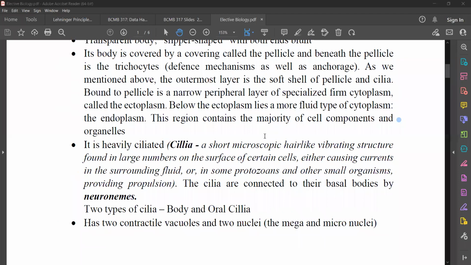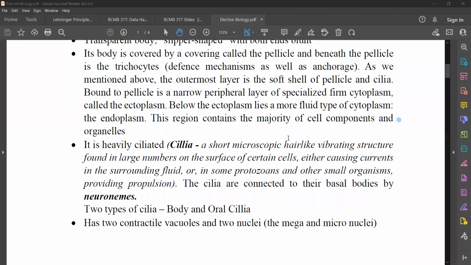Please note what I'm saying. I've mentioned the pellicle, the cilia, trichocytes, and neuronemes. Then I've talked about the mega and micronuclei, and then the contractile vacuoles. These are very notable things of the Paramecia, so you should take note. The contractile vacuoles are star-shaped. They are star-like in structure.